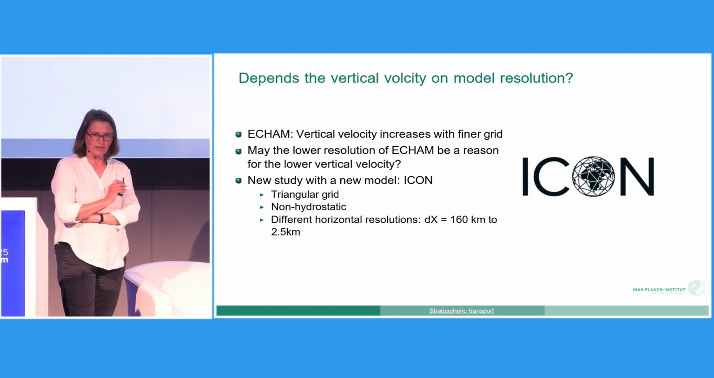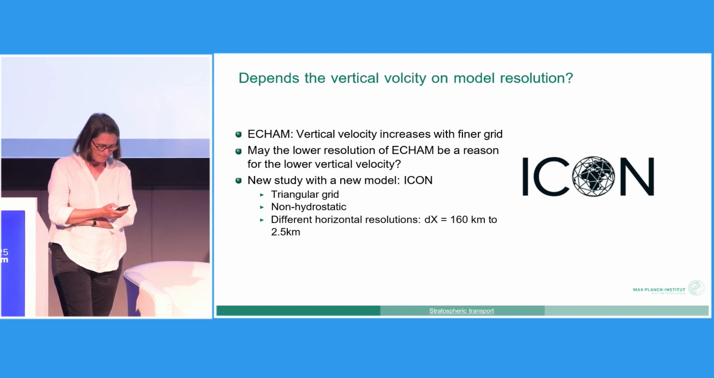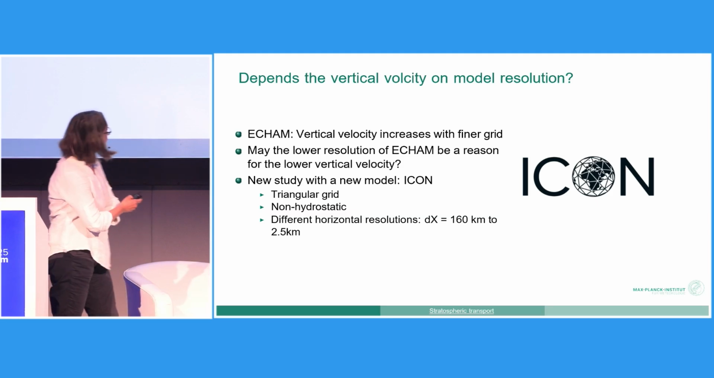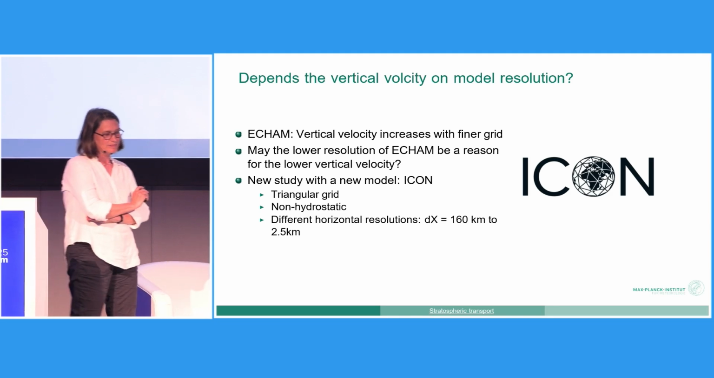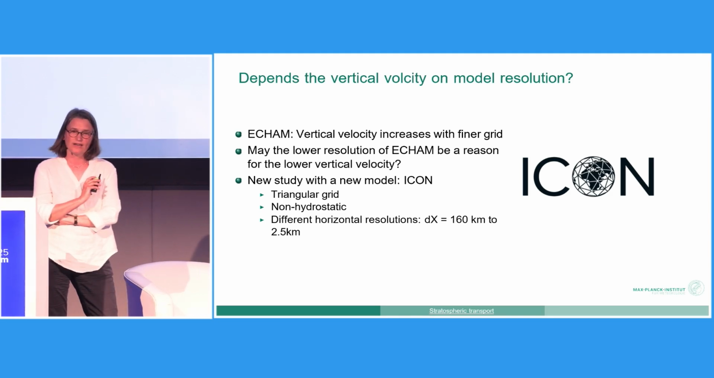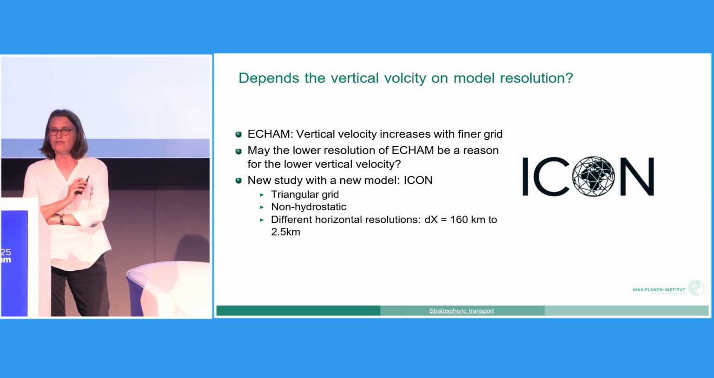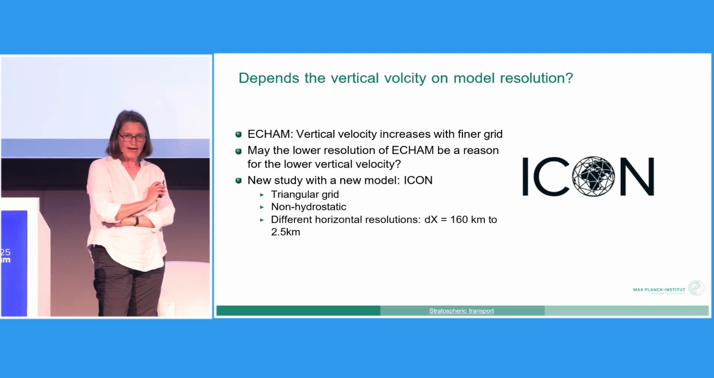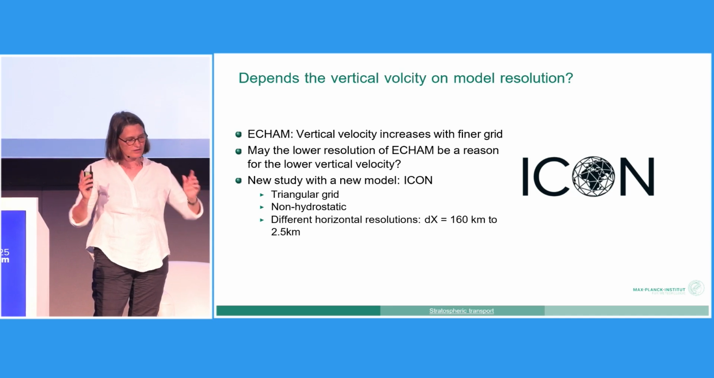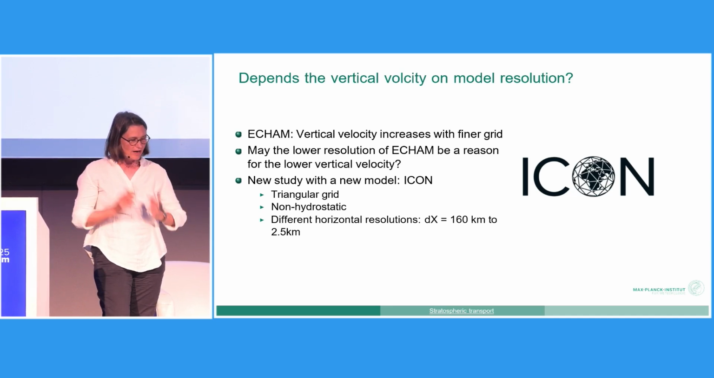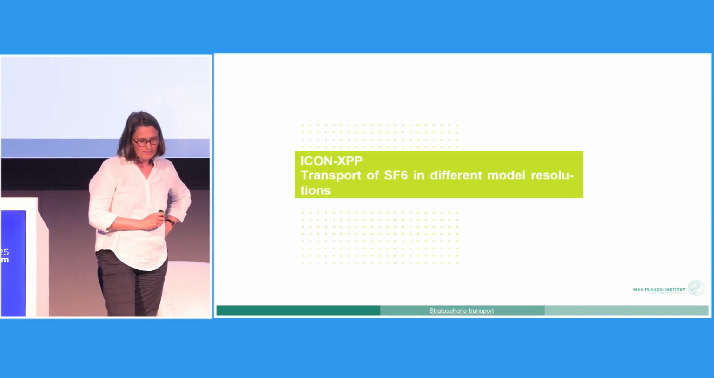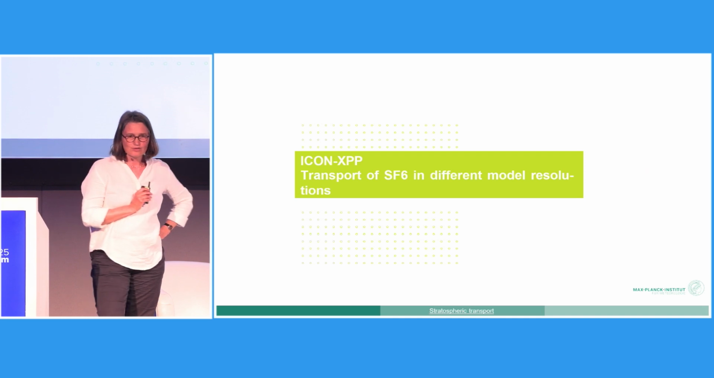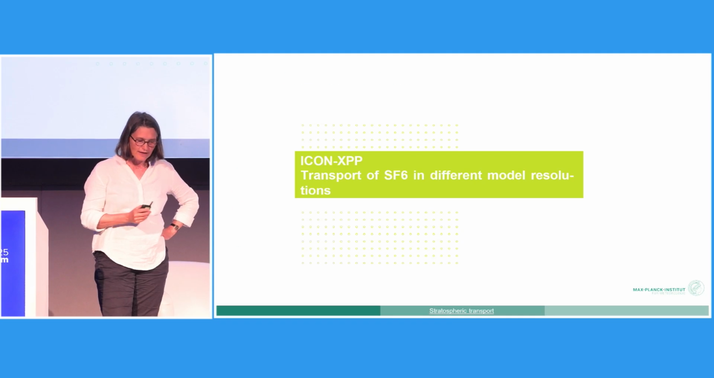So I decided to take our newer model, which is ICON. You can see here the specific key feature of the model is this triangular grid. It's a non-hydrostatic model, and we can run it with very different horizontal resolutions, from 160 kilometers between two grid points down to 2.5 kilometers. I use this broad, coarse resolution here now. So I decided to introduce SF6 into my model as a tracer.